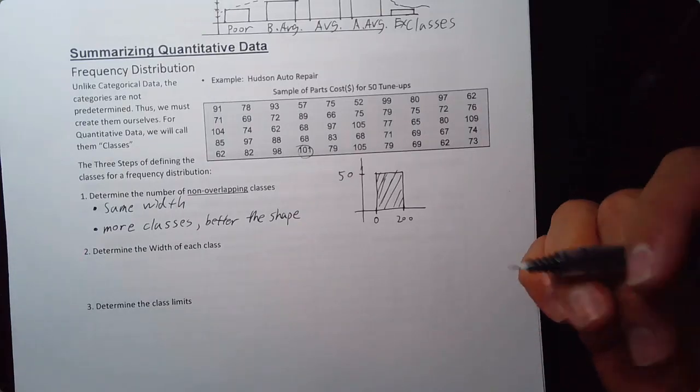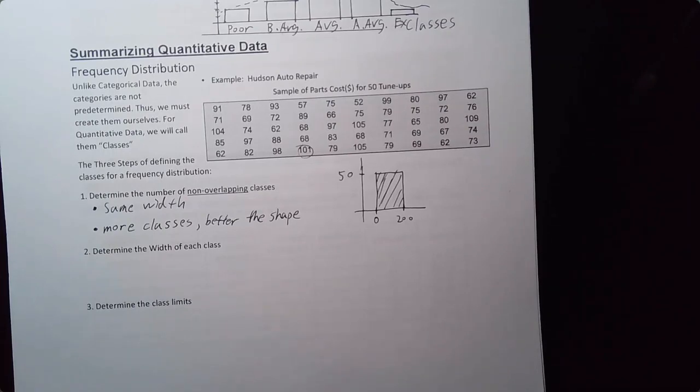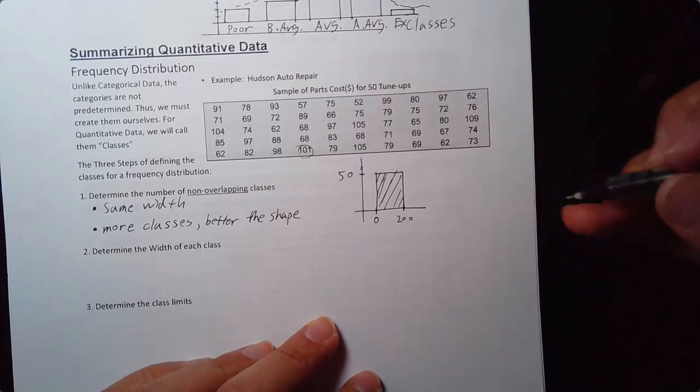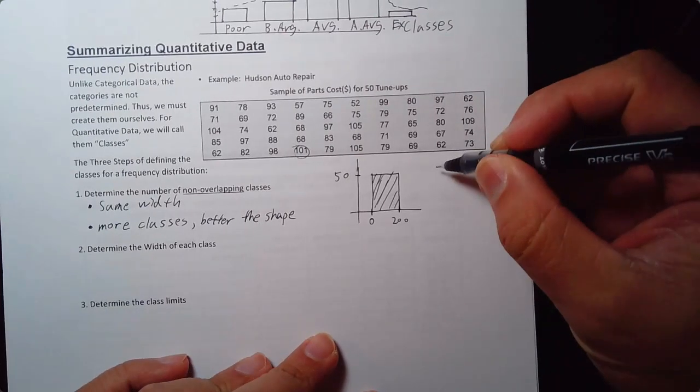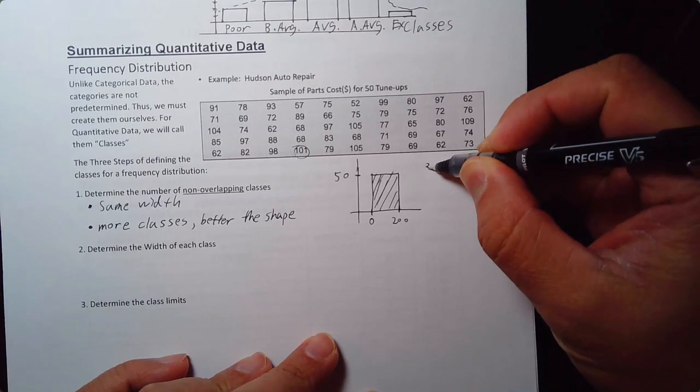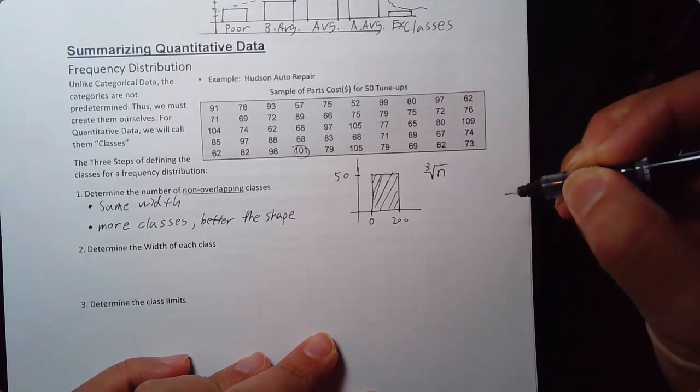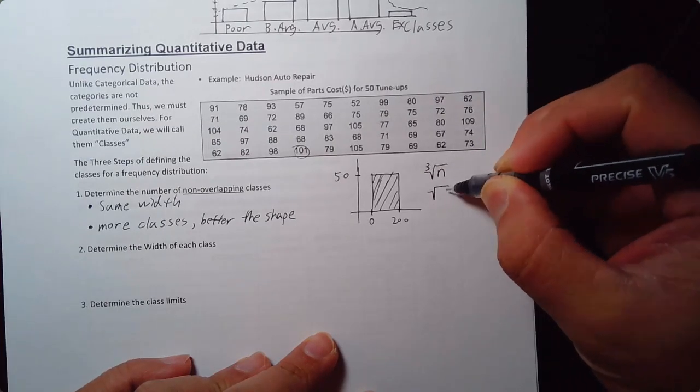So first we just have to pick a number of classes. Generally speaking, 6 works pretty well. You see that in the textbooks, they have some rules. For example, some textbooks might use this rule: either you take the cube root of n, or you can take the square root of n.